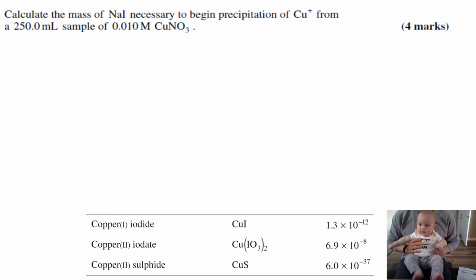Today we're going to be looking at how to calculate the mass of sodium iodide necessary to begin a precipitation of copper 1 from a 250 milliliter sample of 0.01 molar copper 1 nitrate. My bad, I'm just a substitute teacher.